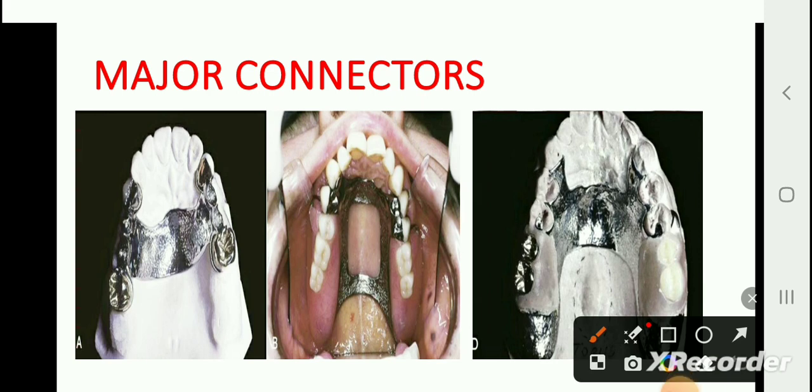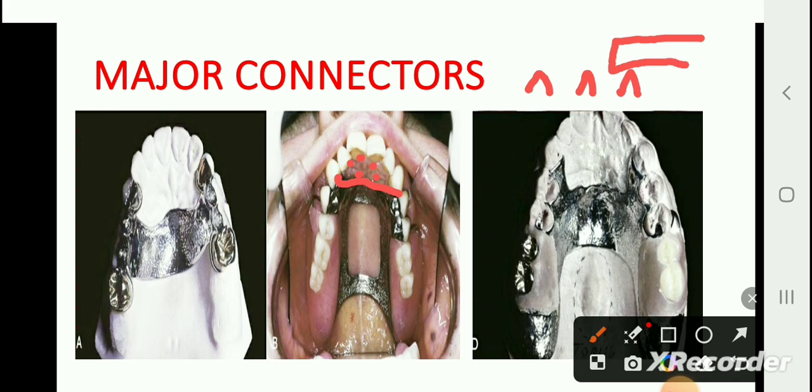Suppose this is the anterior border. This is the anterior border of the maxillary major connector, and the anterior border should end in the valley. This is the rugae. In the anterior hard palate, there is a presence of rugae. Suppose this is the rugae present, and this is the border of the major connector.